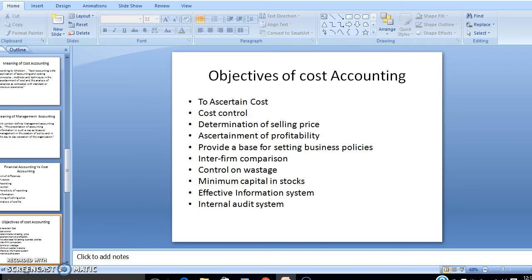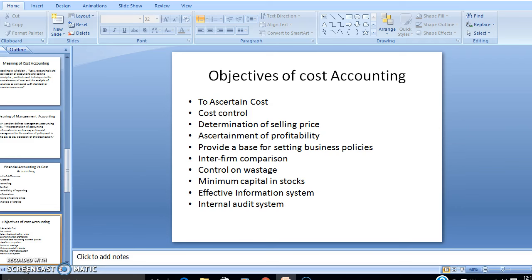Our next objective is to minimize capital in stock. Cost accounting, through various techniques like various levels of stock, analysis of slow moving material, continuous stock taking, can achieve the objective of minimizing the investment of capital in stock of raw material, work in progress or finished goods.